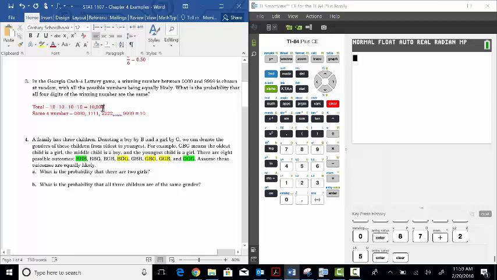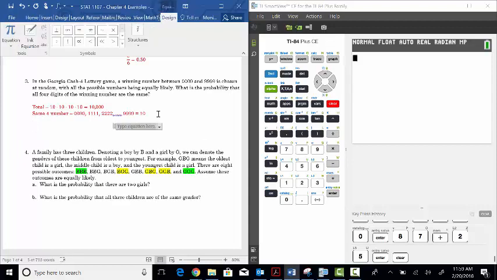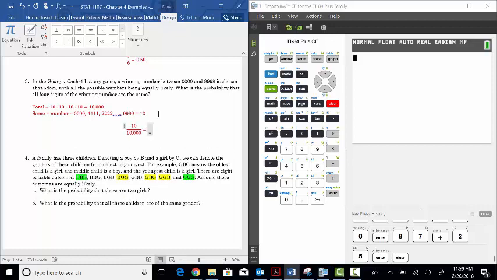Now, if I want the number to be the same, so all zeros or all ones or all twos or all threes, whatever, if I want them all to be the same, I have 10 different ways of this happening. Because all zeros will be one way, all ones will be another way, all twos another way, and so on, all the way up to all nines. That's 10 different choices. So to figure out this probability, I'm going to take the number of ways that the numbers are all the same, those 10 choices, and divide it by my 10,000. And if I do that, I should get 0.001.